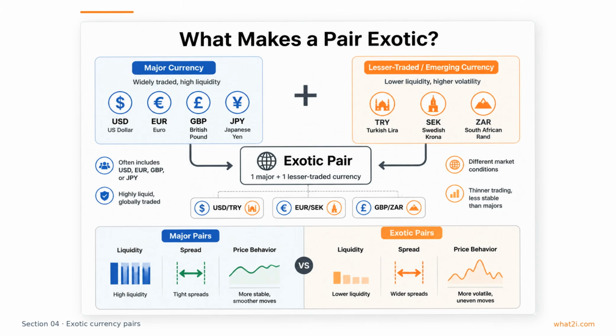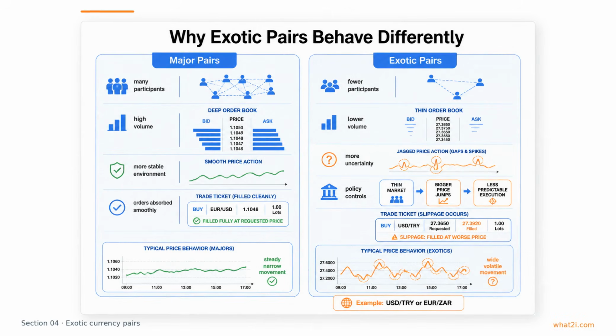But market conditions. They usually trade in thinner markets, with different liquidity, volatility, and policy dynamics from the majors. So when traders move into exotics, they are not just changing symbols, they are stepping into a different trading environment. Exotic pairs behave differently because the market behind them is different. There are often fewer active participants, lower overall trading volume, and more uncertainty around politics, inflation, or economic stability. In some cases, policy controls or intervention risk also play a larger role. That combination can lead to bigger price jumps and less predictable execution.